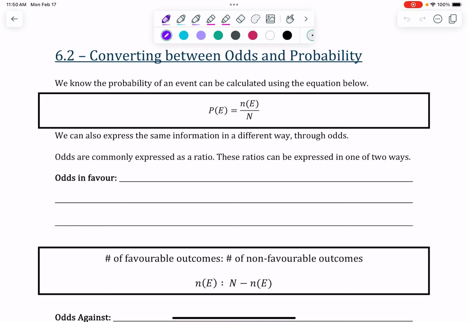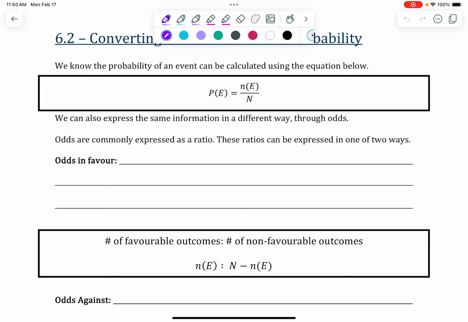Now, odds are often used a lot on the gambling scene, to be quite honest. So if you're going to the horse track and you're going to bet on horses, oftentimes the values given to you about each of the horses are provided as odds. Now, there's two different ways that odds can be represented. We can represent those ratios as odds in favor.